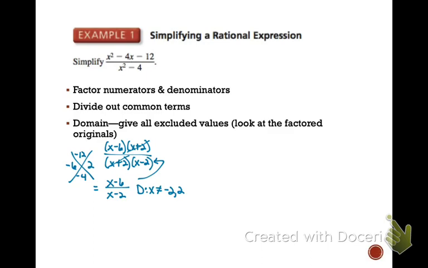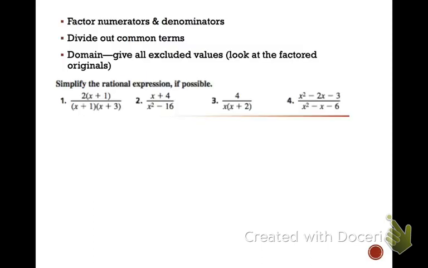All right, let's move on to our next couple examples. Number 1 has already been factored for us, so we can just go to dividing out common terms. And I see the x plus 1. So we'll divide that out, and what we have left is 2 over x plus 3. Now let's give our domain rule. We're looking at the step above, before we divide it out.